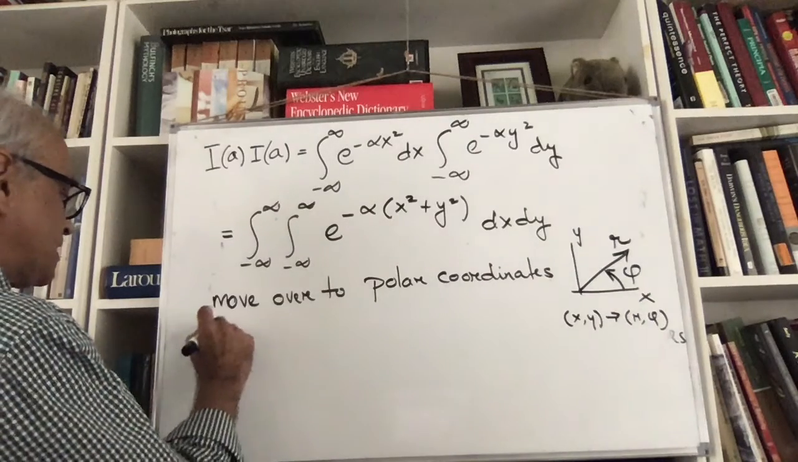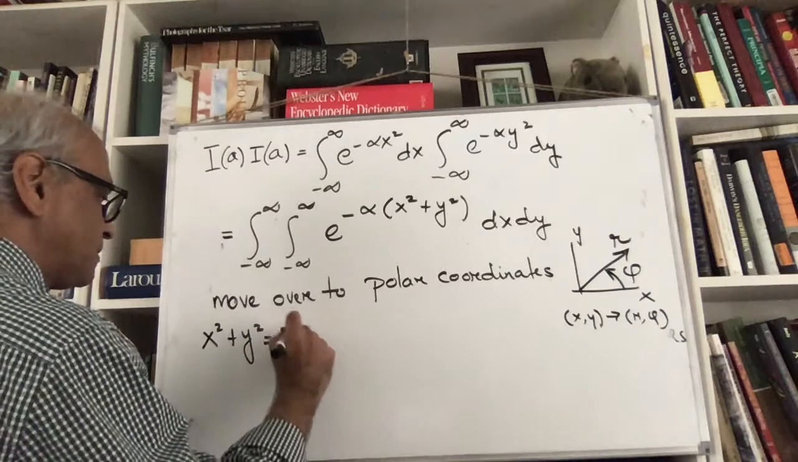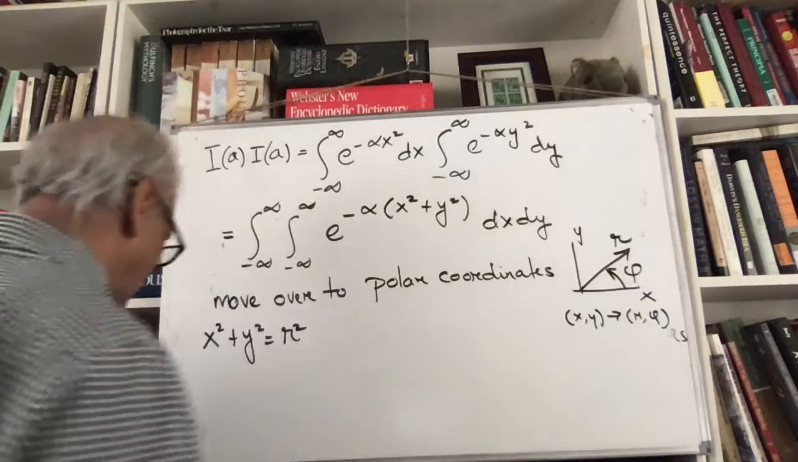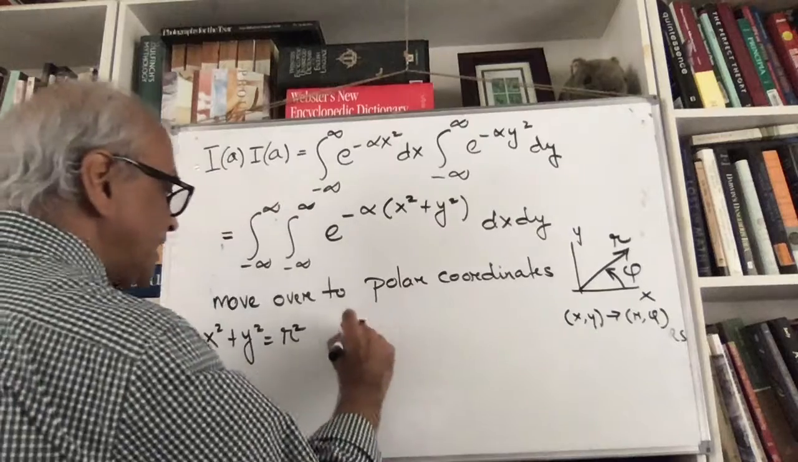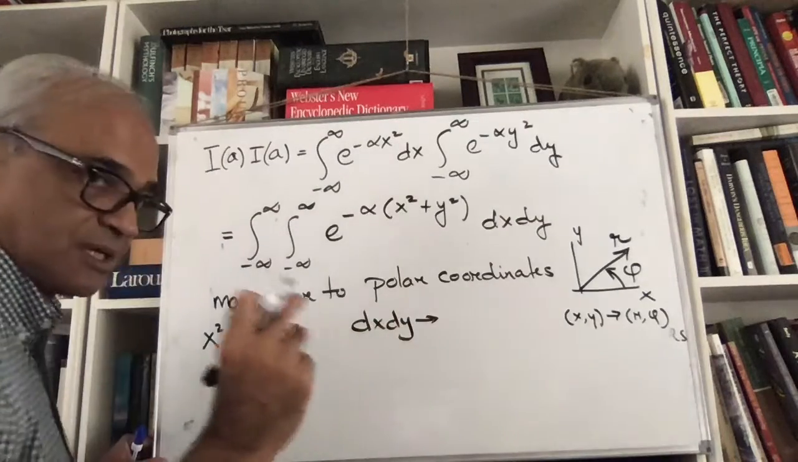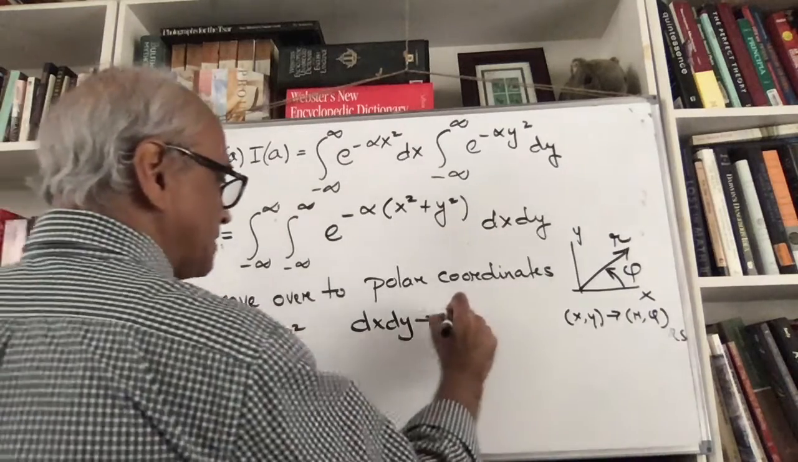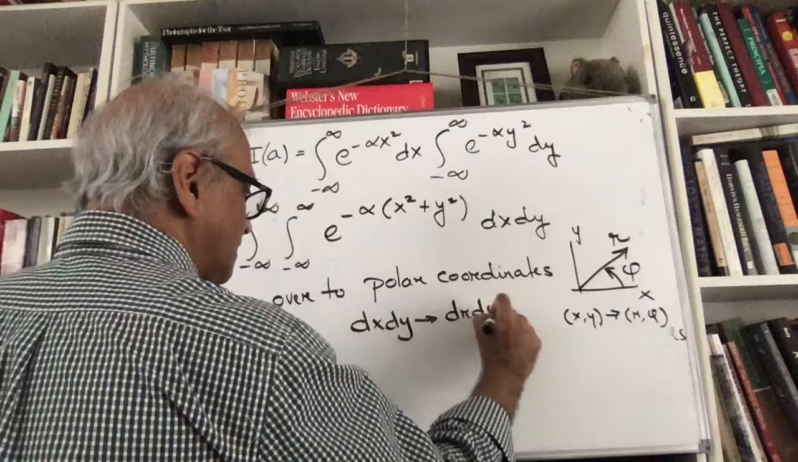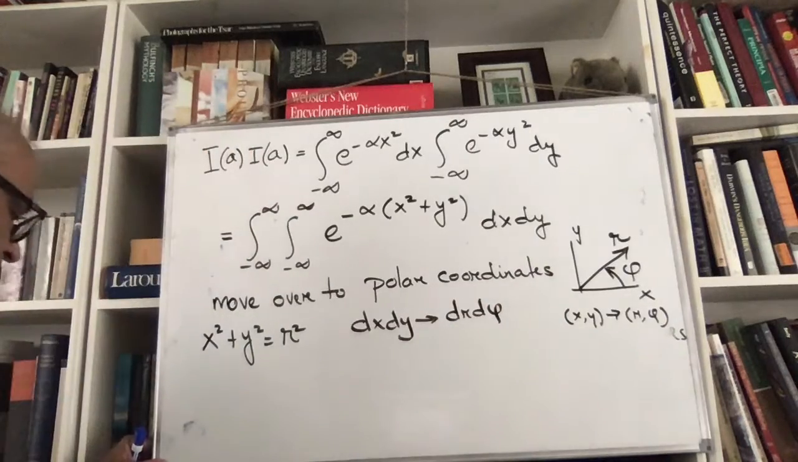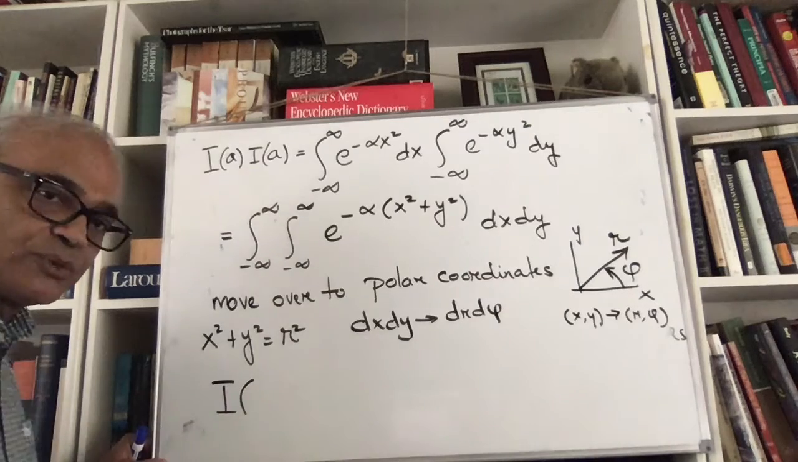So when I do this, my x squared plus y squared becomes r squared. Remember, this is how I'm writing my r. And then dx dy, this is basically your area, it becomes dr d phi. Okay? And this is very crucial right now. I hope we can see it.